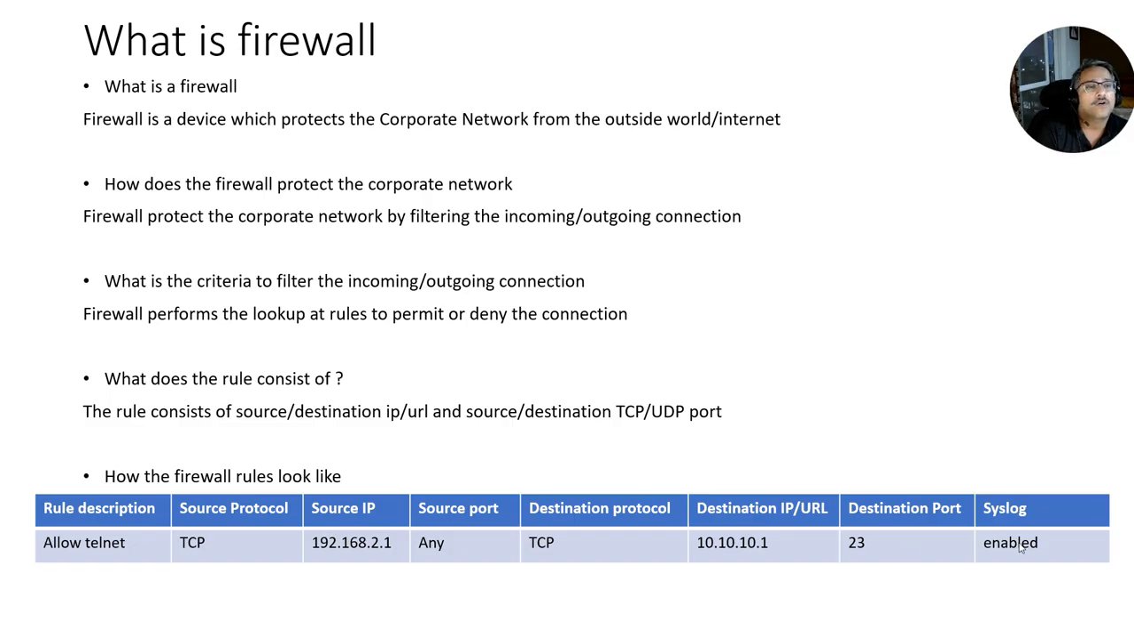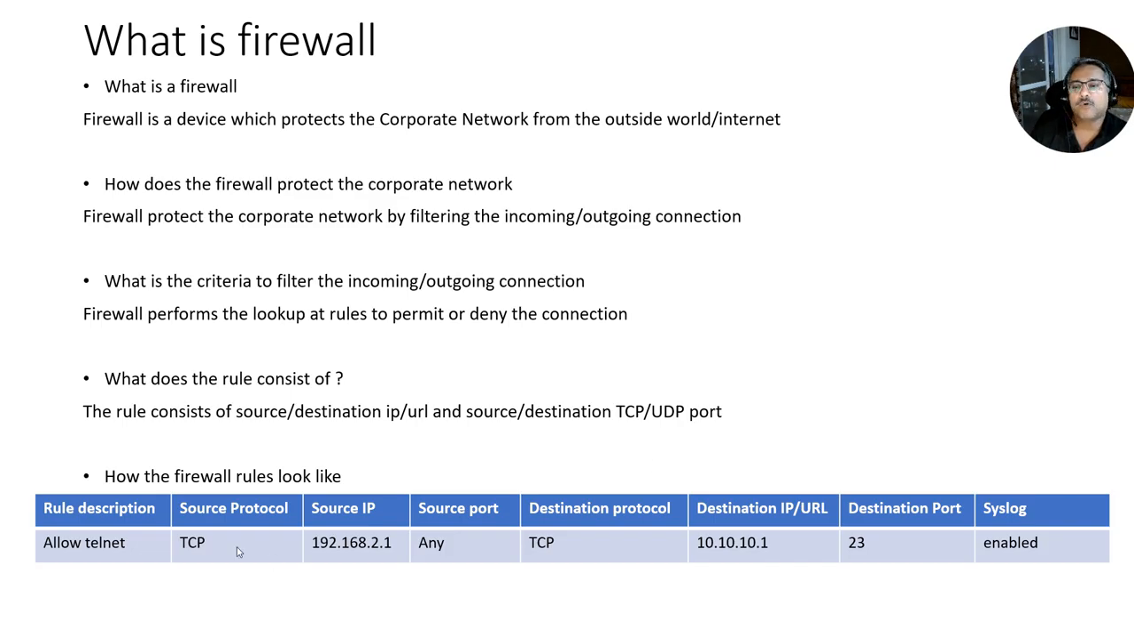And this is the syslog. If you want a log to be generated for this rule, you will have to enable the syslog. Of course, on the firewall, you will have to configure a syslog IP where these logs will be pushed. Then you will have to configure a machine or a virtual machine, and assign a hard disk to accept and store those logs, which can be used later for forensics or for troubleshooting as well. So this is how the firewall rule looks.